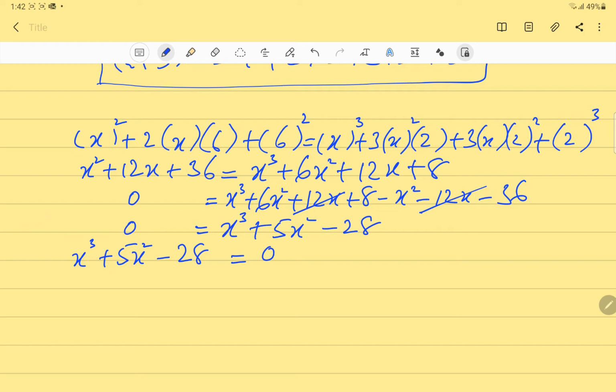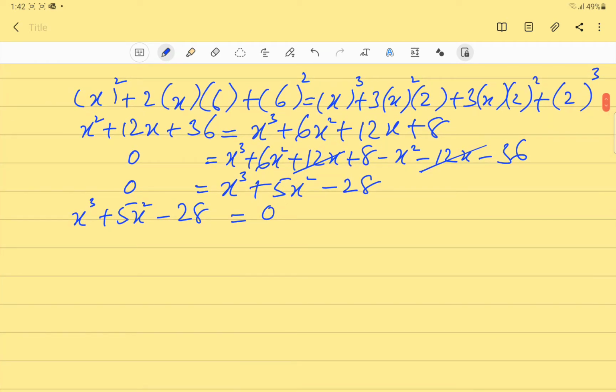Now we will try to factorize it with the help of the division method. So what we will do here, we will try to write all the possible factors of 28. So what are those? Let's see. It is 1, 2, 4, 7, 14 and 28.